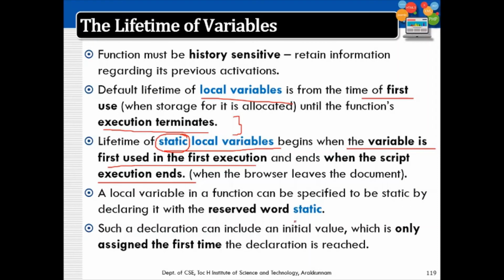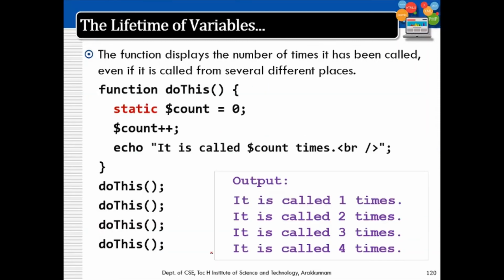So this is done with the help of the static keyword, and it is only assigned with the value the first time of its declaration. We'll see an example. So here is a function doThis, and it has a static variable, static $count equal to 0.